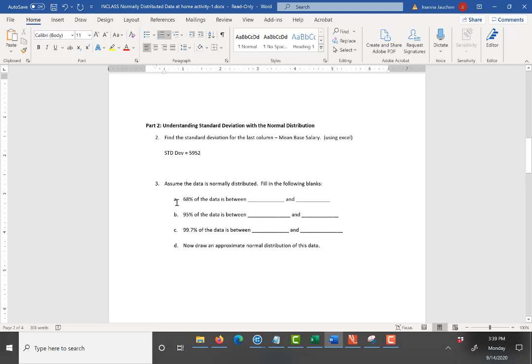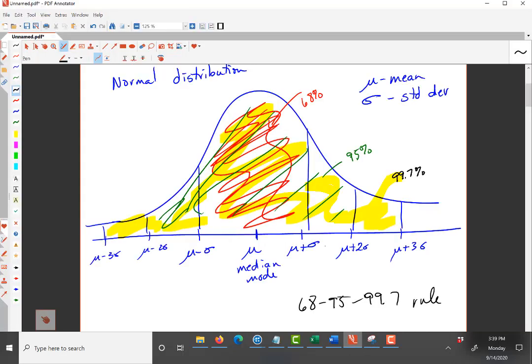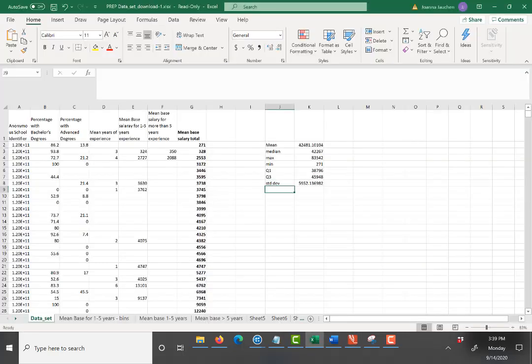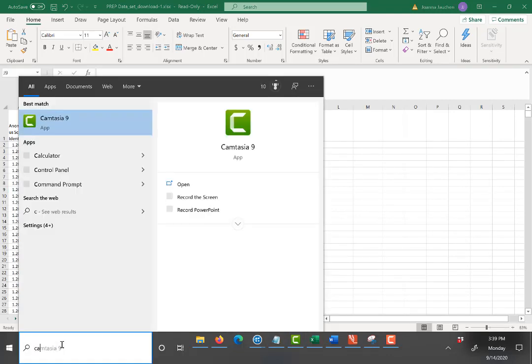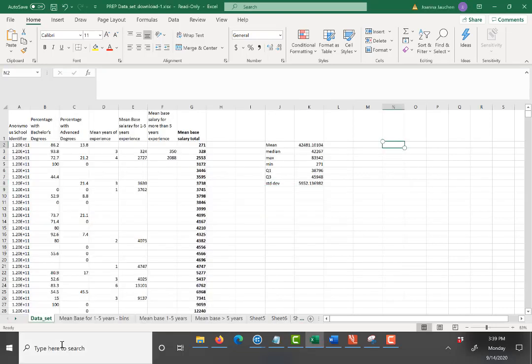And then I want to find the 68% of the data. So when I find this, I'm using a picture like this. I need to know the mean, and then I need to know what I'm looking for, these barriers, like right here. And then I know the 68%. So the mean in this case, I'm going to look back here, is 42,481. So I'm going to do this on my calculator. Actually, I'll do it right here in Excel. So I'm going to put mu plus the standard deviation, and mu minus the standard deviation. And I'll just calculate this right here.